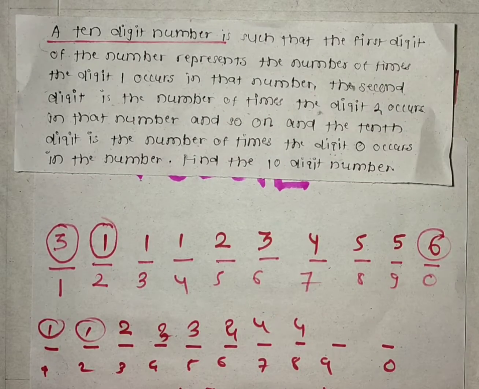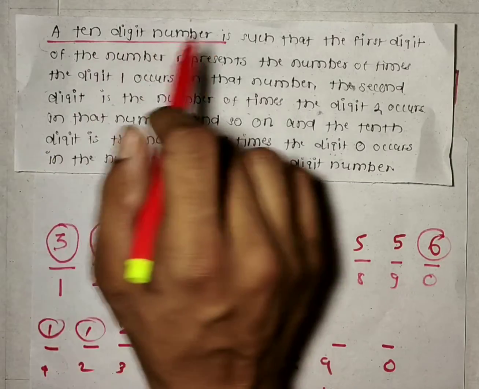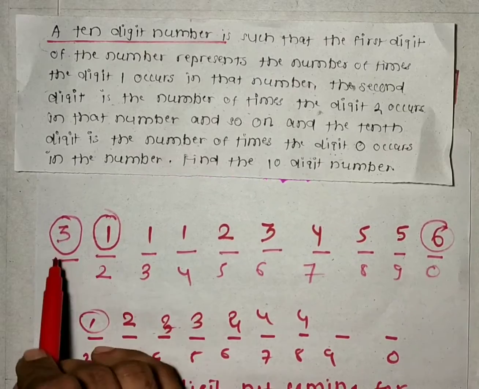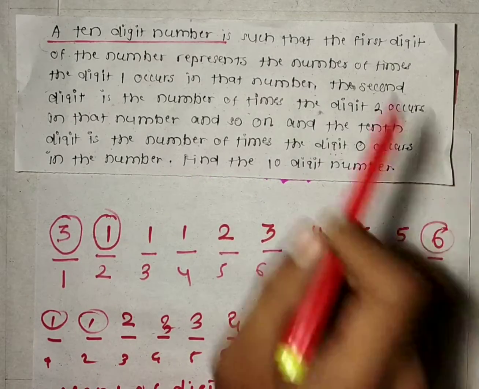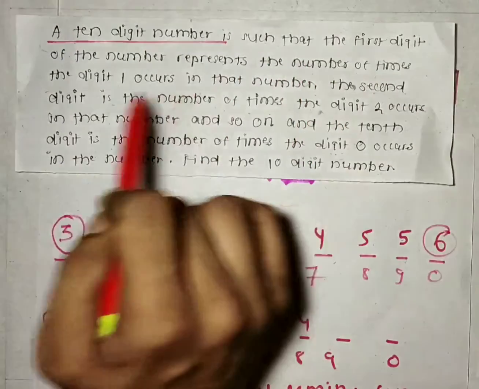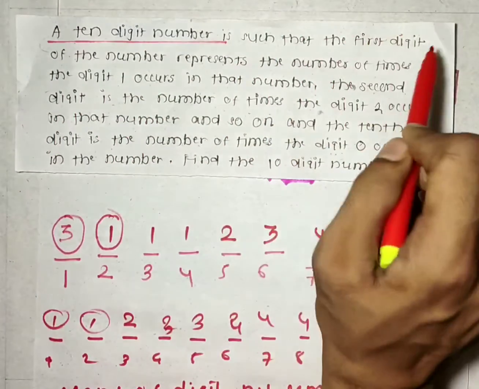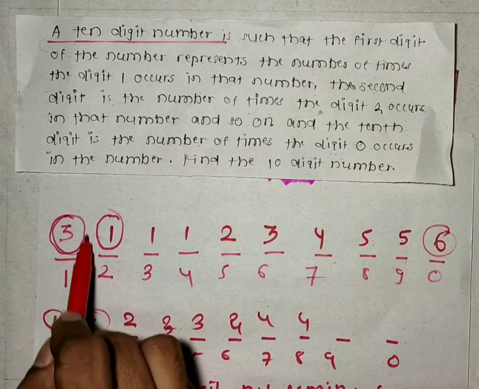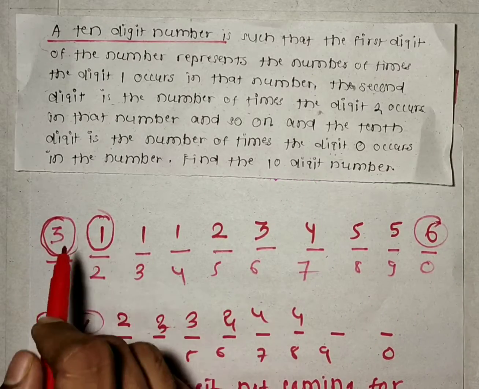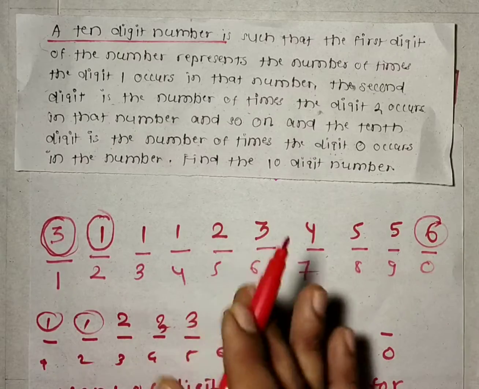Let me quickly repeat what I did here. The question was: a 10-digit number is such that, since it's a 10-digit number, I write the 10 places here, 1 to 0. It is such that the first digit of the number represents the number of times the digit 1 occurs in that number. The first digit we don't know. It's representing the number of times the 1 comes in the whole number. Means what?